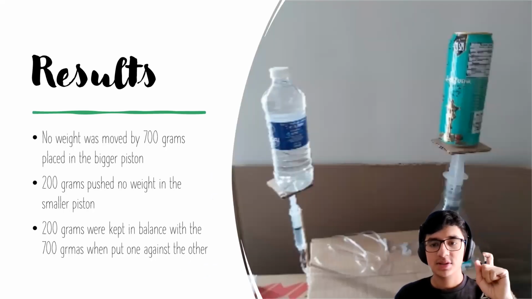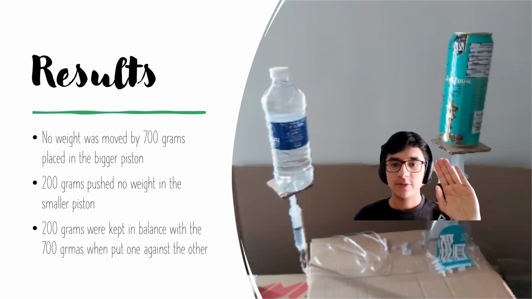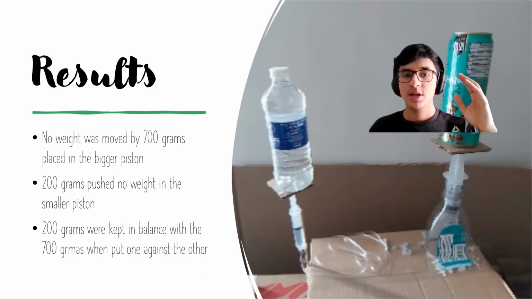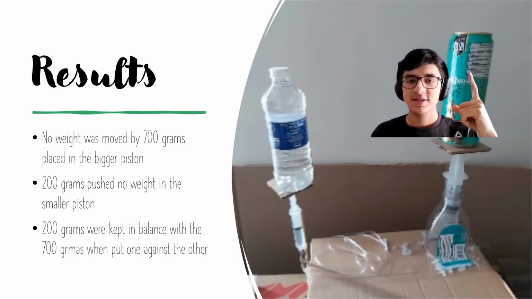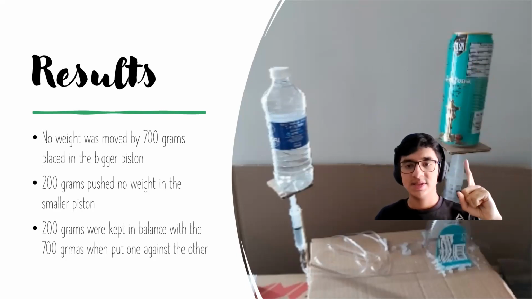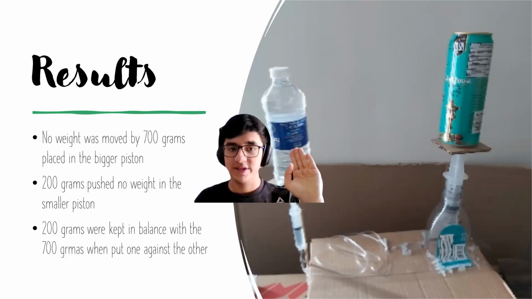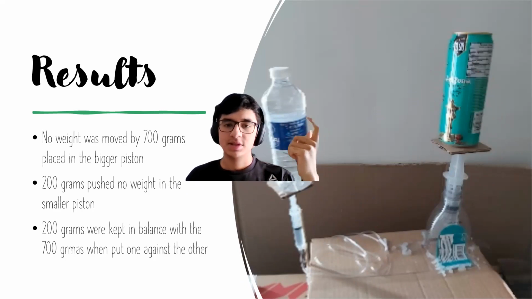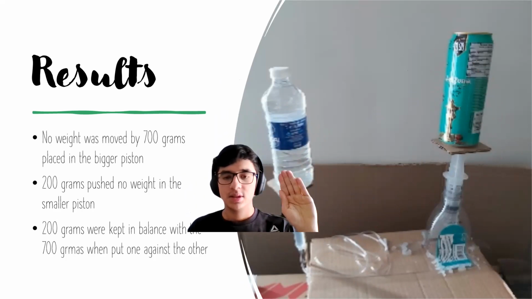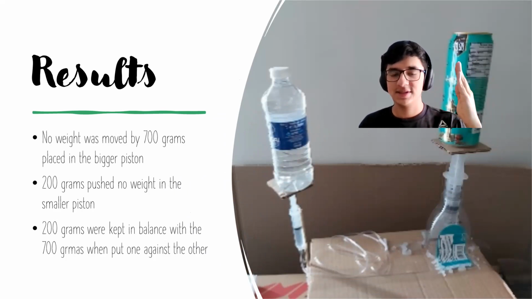Okay. The results, the raw data. To apply a constant force, I used a weight, in this case, a 700-gram weight. And when it was placed on the bigger piston, it pushed the other piston when it had no weight. And also vice versa. When I put 200 grams on this side of the piston, it moved the other piston when it had no weight on this side.